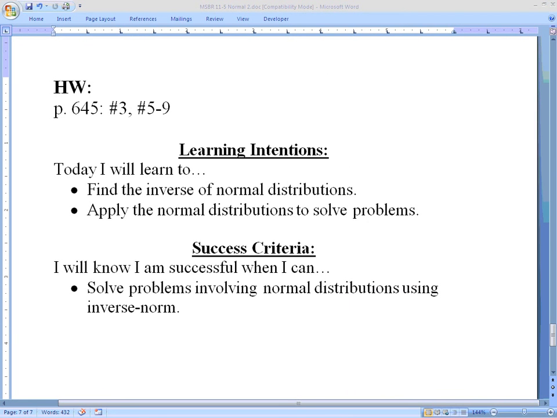So our homework will be on page 645, number 3, and number 5 through 9.